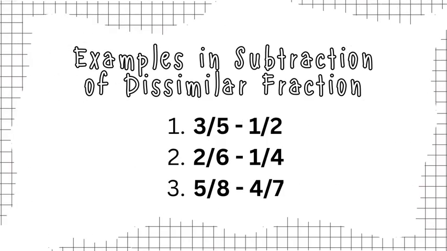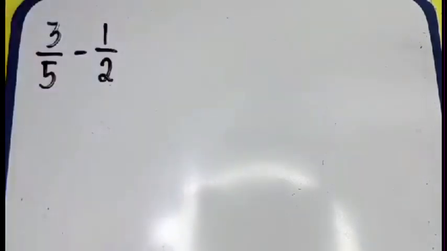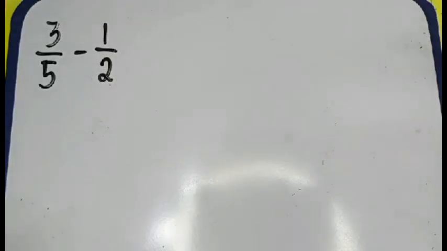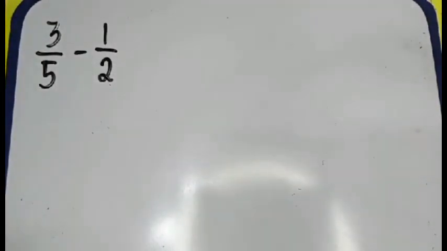Next is the subtraction of dissimilar fraction. For our first example, we have 3/5 minus 1/2. Same process to the addition, but this time we have subtraction. The fractions have unlike denominators, so first we are going to find the LCM of our denominators 5 and 2, and that is 10. Next is we are going to multiply both numerator and denominator of each fraction by the number that make it equal to our LCM.